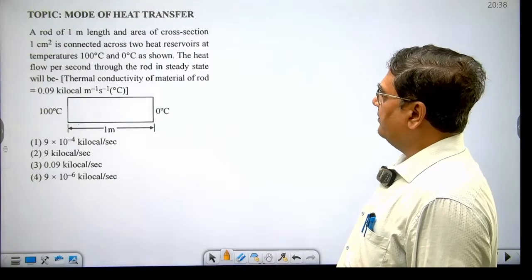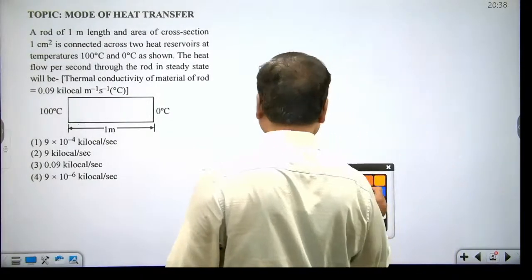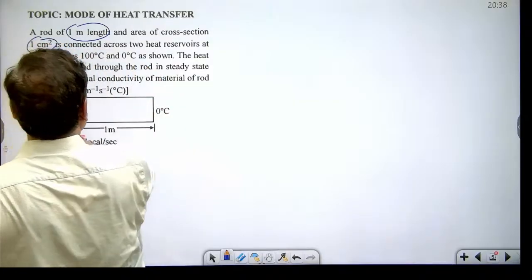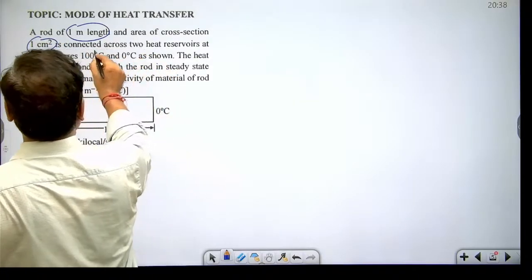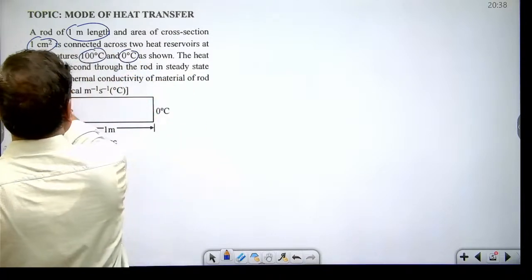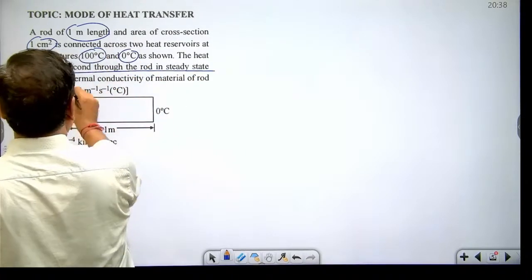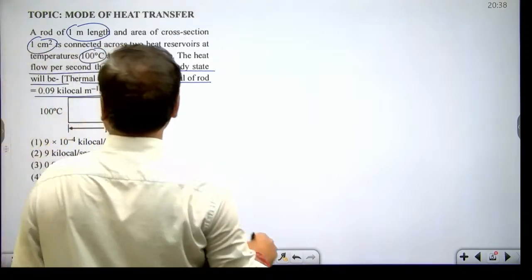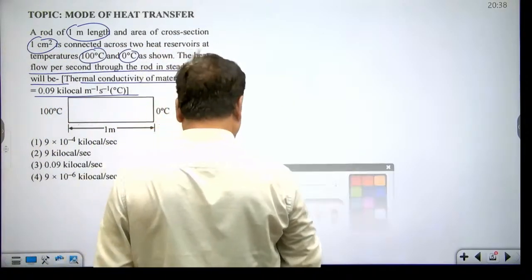A rod of 1 meter length and area of cross section 1 centimeter square is connected across two heat reservoirs at temperatures 100 degrees centigrade and 0 degrees centigrade as shown. The heat flow per second through the rod in steady state will be? The thermal conductivity of the material of the rod is 0.09 kilocalorie per meter per second.